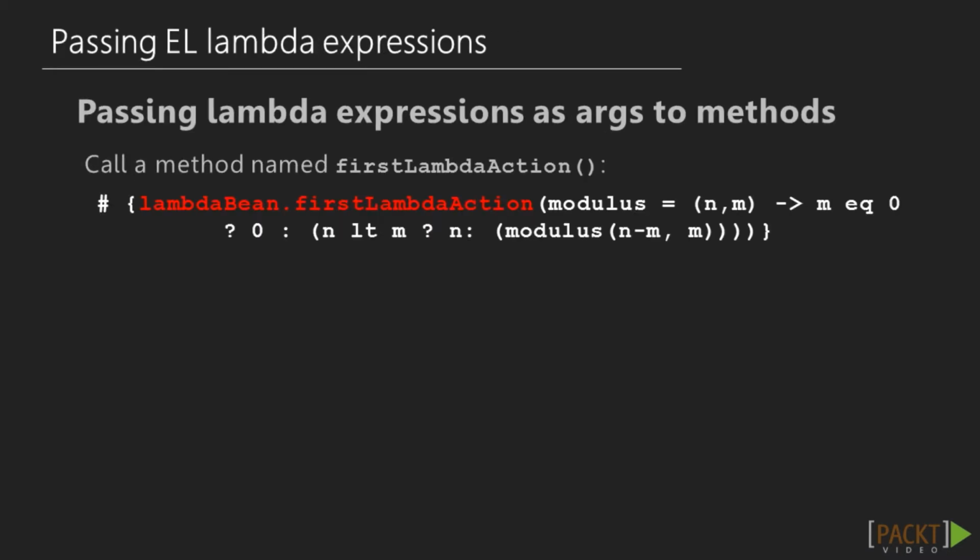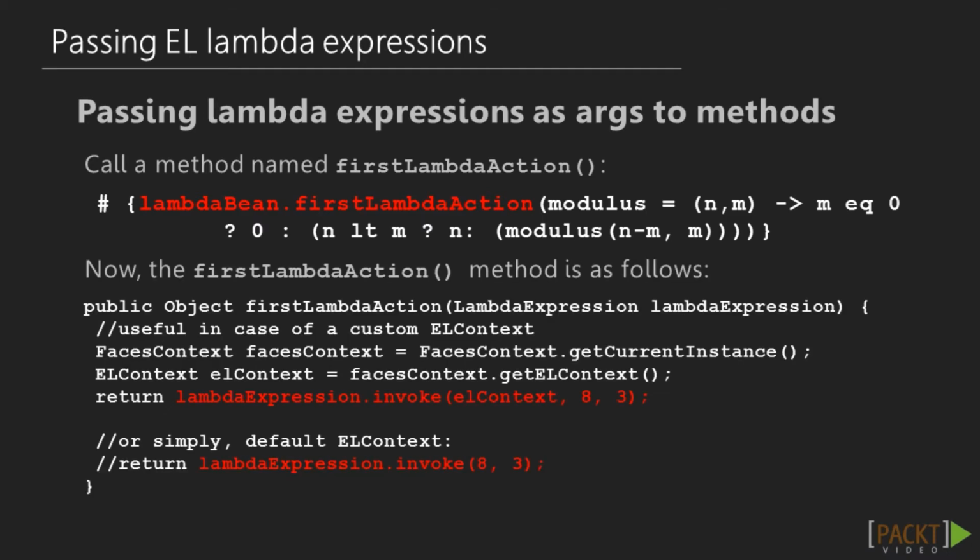Well, lambda expressions can be passed as arguments to methods. In the following example, you call a method named firstLambdaAction that is defined in a bean named lambdaBean and pass to it a lambda expression as an argument. As you can see from its code, the given lambda expression is invoked from this method. The invocation takes place via the lambda expression's invoke method, which gets as arguments the current EL context and the parameters specific to the invoked lambda expression.